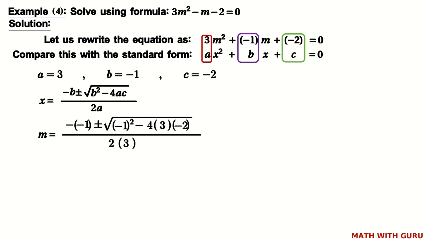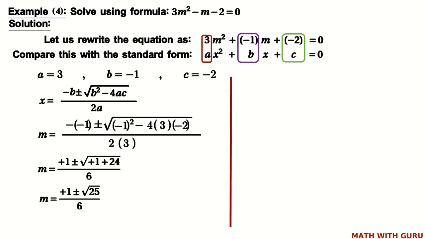a is 3. Now it is time to simplify this. 1 plus or minus root of minus 1 whole squared. Minus 1 into minus 1 is plus 1. Then minus into minus is plus. 4 3s are 12. 12 2s are 24. m equals 1 plus or minus root of 25 divided by 6. 25 is a perfect square. Its square root is 5.